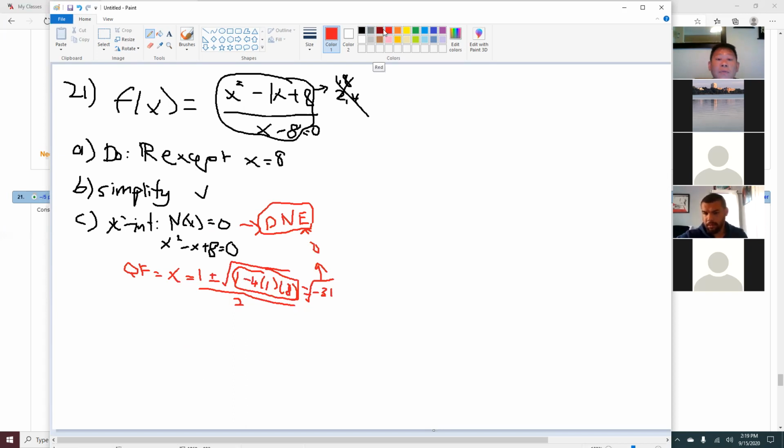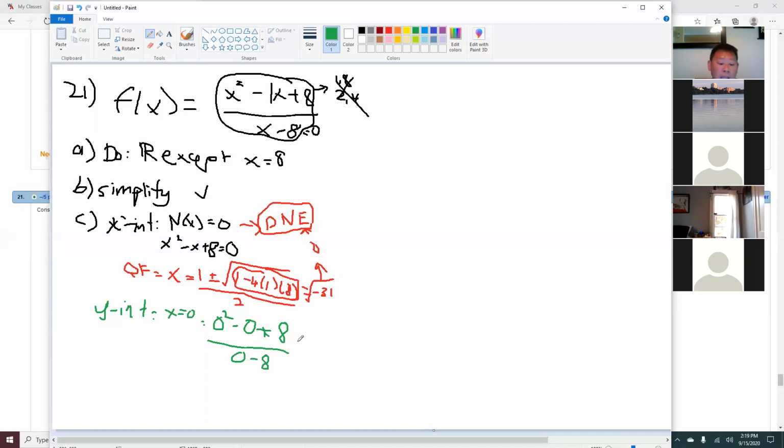Next we have to figure out your y-intercept. In order to find the y-intercept, you set x to 0. So in this case, you will get 0 squared minus 0 plus 8 over 0 minus 8. So I put all these x to become 0.